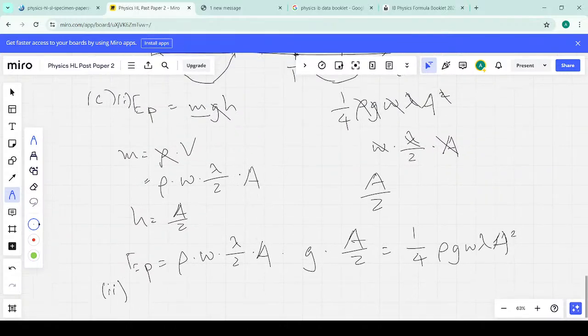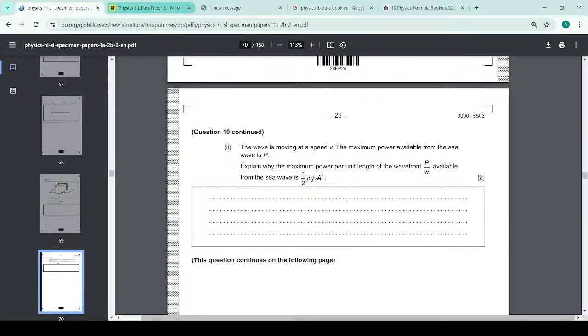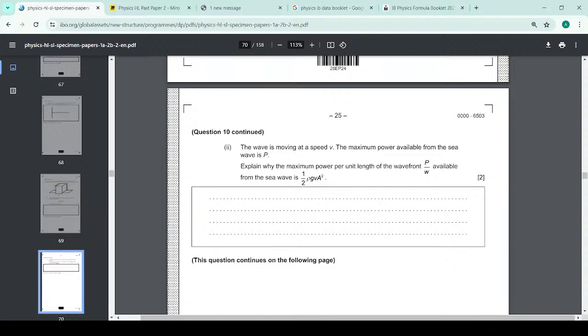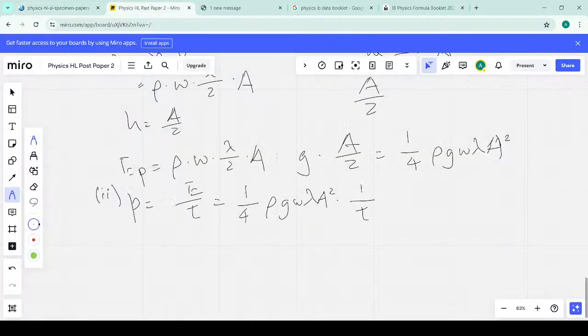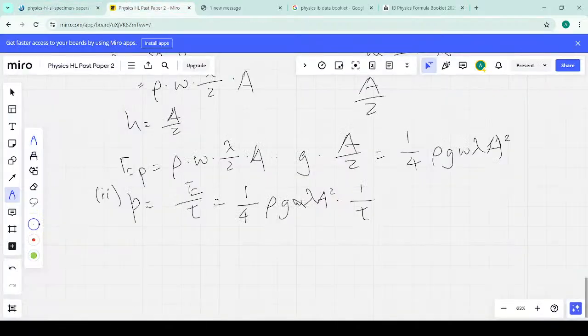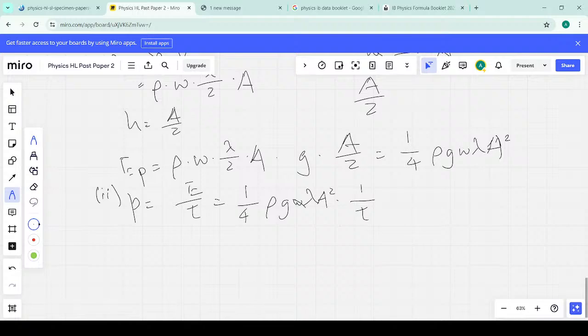So if we take a look at P, how different is it from our thing here? P, we know that it's energy over time, right? So if we were to write P using energy over time, we would get 1/4 rho g w lambda a squared times 1/t. And if we divide this by w, if we cancel out the w, we're left with 1/2 rho g va squared. Rho g, and that's the speed, va squared.